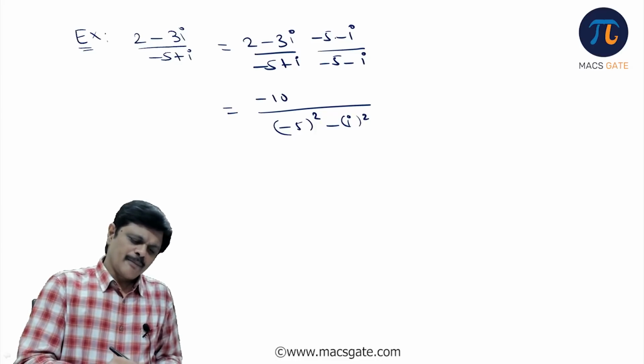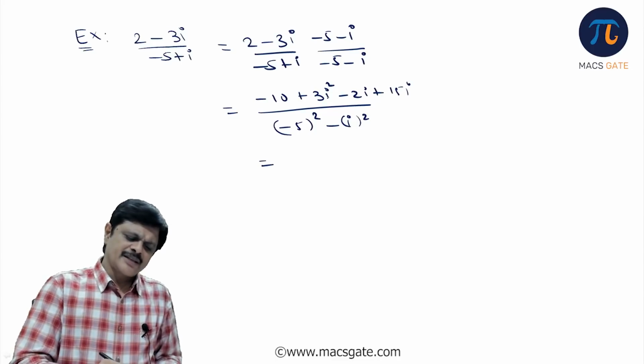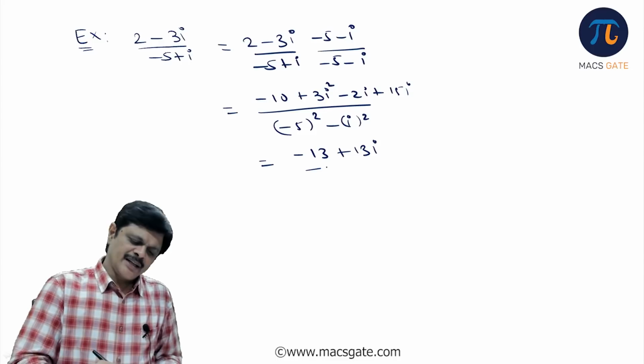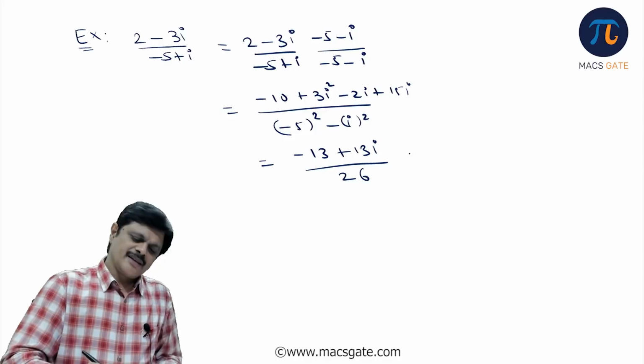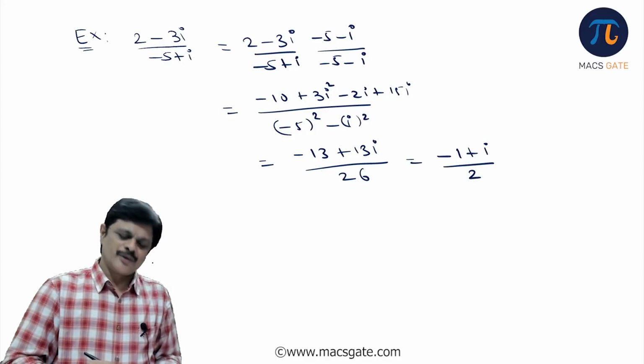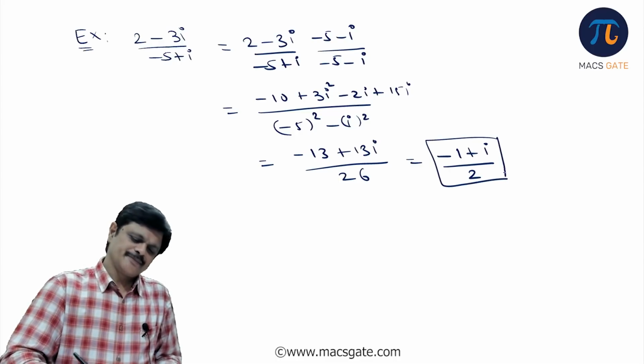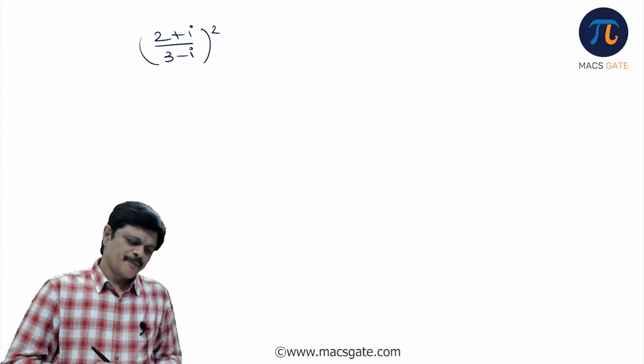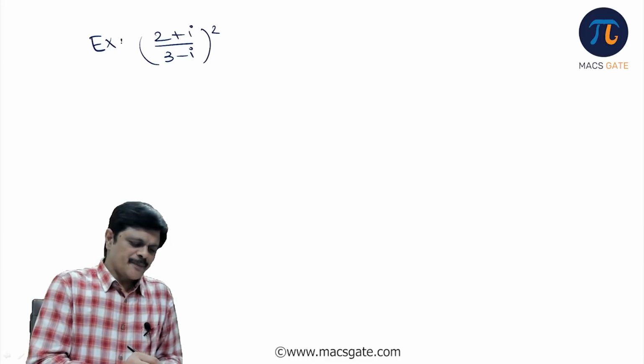So minus 10, minus into minus plus 3i square. So minus 2i plus 15i. So simplify to get the required answer. This is minus 3, sir, because i square is minus 1, so minus 13, and it is plus 13i. And in the denominator it is 25 plus 1, 26. So we can write it as minus 1 plus i by 2, because 13 twos are 26. So that is the answer. Clear?